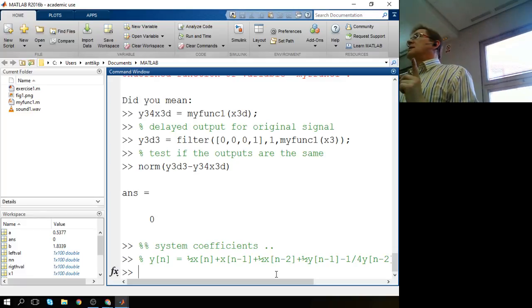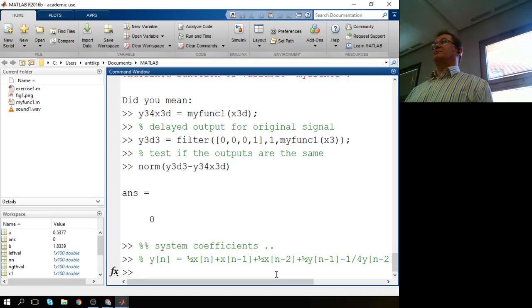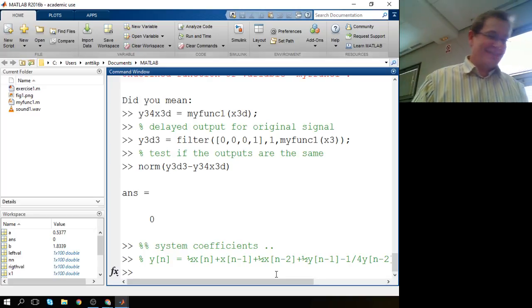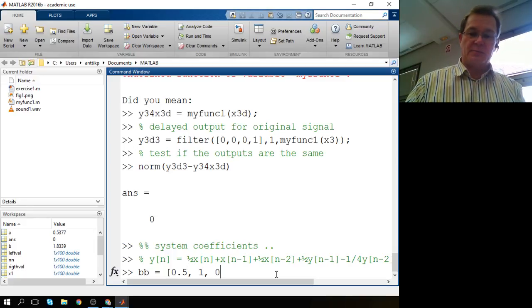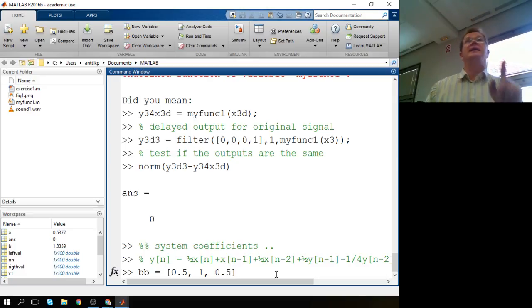And this is the nth time I'm reminding you about the possibility of the sign error. Be aware of the sign error. So the B values are very simple, just 0.5, 1, and 0.5. By the way, if you had a value missing from here, for example if you didn't have the first order feedback, then this value would be 0. You don't leave any numbers out. They can be 0.